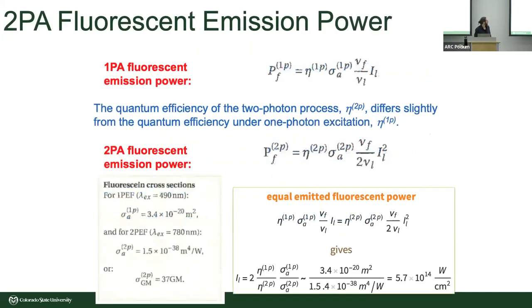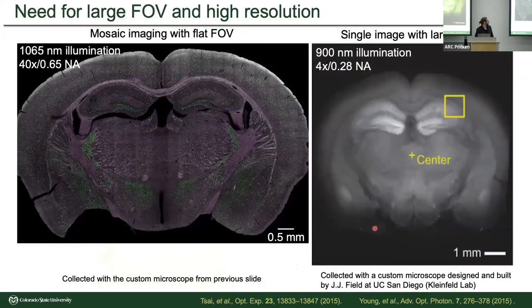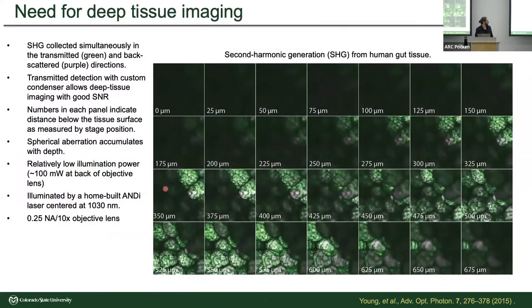Okay, so we've talked about that already. I'm going to skip over this in the interest of time and just mention briefly that the system we have in-house took this image on the left, and so were these. You can see in human gut tissue, we're getting down to almost 700 microns below the surface of the tissue.